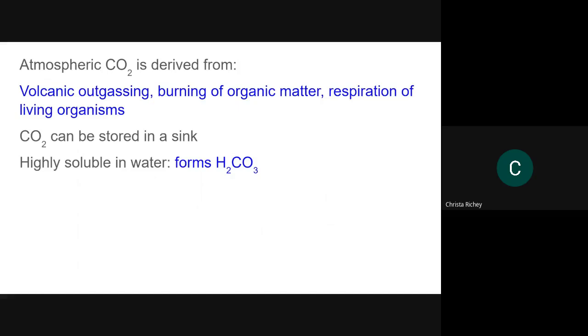I think they're all photosynthetic, I believe. All right, so carbon dioxide can be stored in what is called a sink, not like this, not this. It's a holding body.